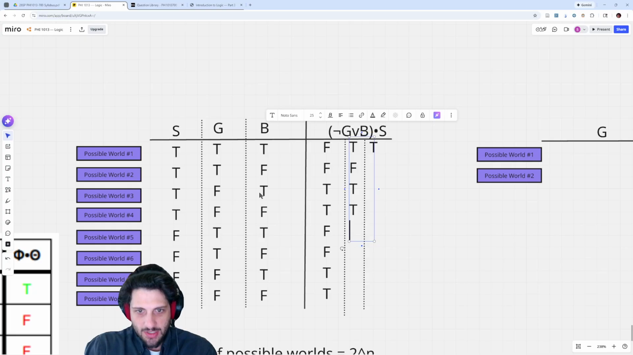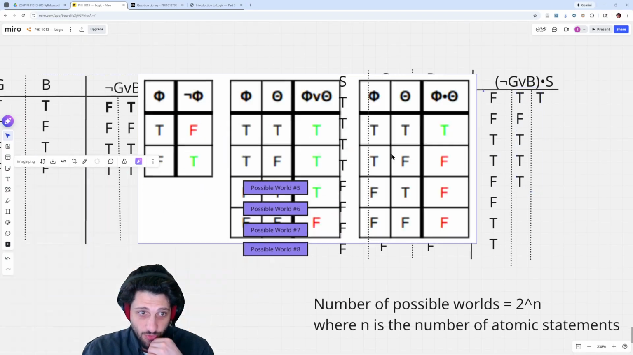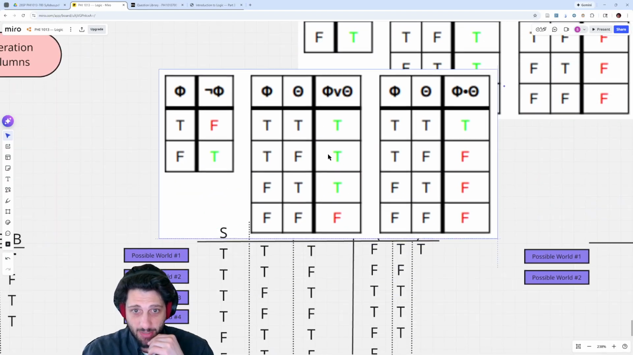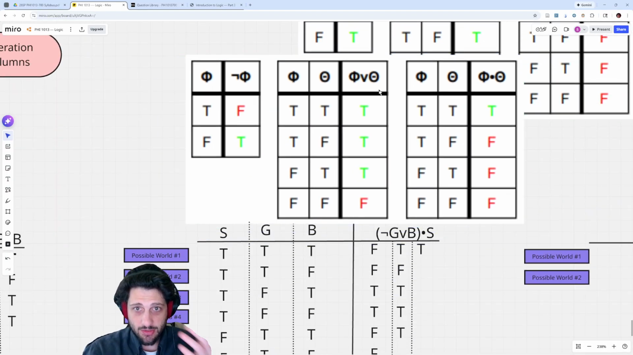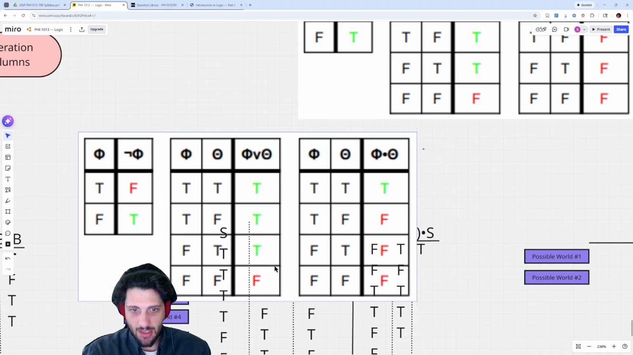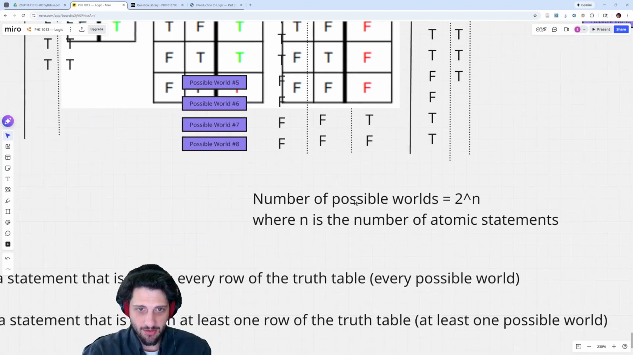Right? In the next world, not G is false, but B is true, so that's okay. Again, all I'm doing in my head is bouncing back to the idea that the only time I'm ever going to say that the disjunction is false is when both the left-hand and right-hand sides of it are false, when both its phi and its theta are false. But short of that, I'm going to say, yeah, those things are true.